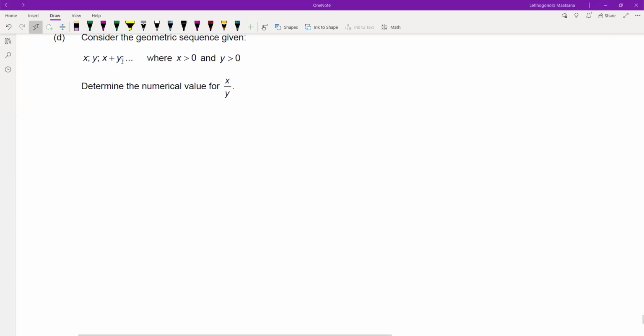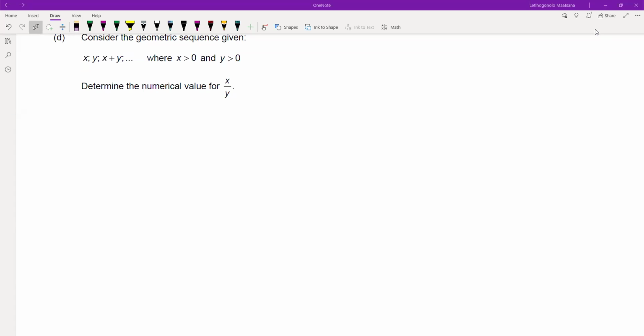Question D says, consider the geometric pattern given. We have x, y, x plus y, where x is greater than 0 and y is also greater than 0. They want us then to determine the numerical value of x over y.